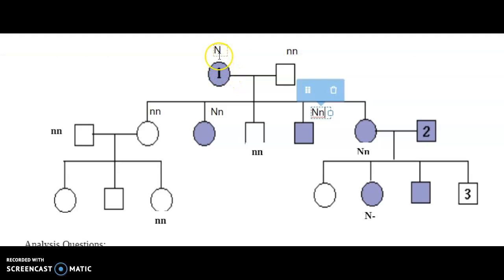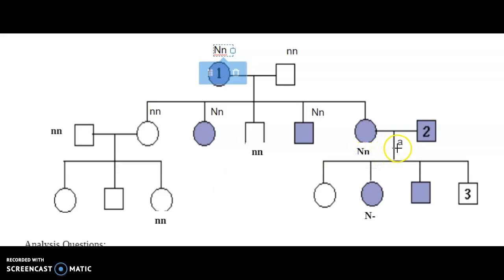So part of the time, Mom here was given a big N, and part of the time, Mom had to give a little n. This one had to get a little n from both parents, and this one had to get a little n from both parents. So we know that person number 1 here has to be big N, little n, has to be heterozygous. They're showing that dominant trait of having neurofibromatosis. Okay.